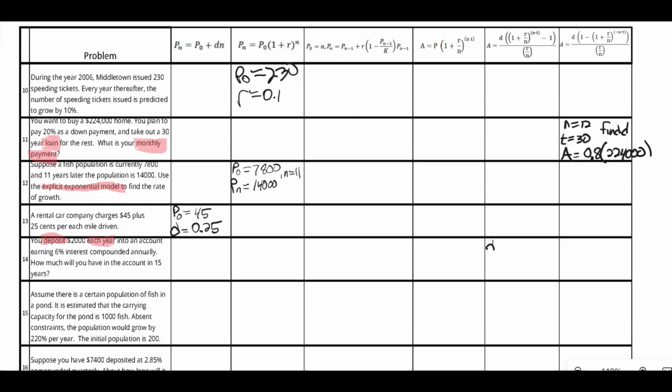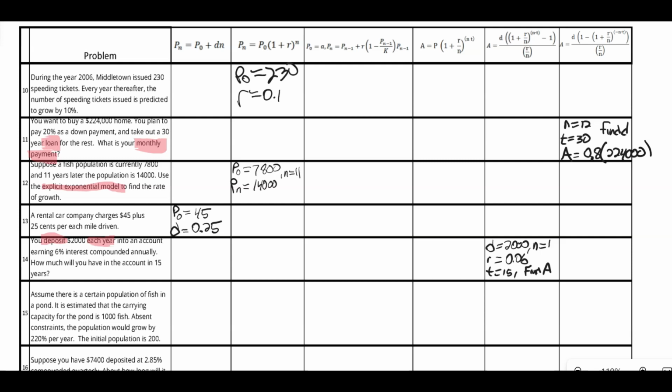2,000 each year. So the deposit is 2,000. n equals 1 because it's each year, once a year. 6% interest rate, compounded annually. The compounding, by the way, how often it compounds has to match up with how often the deposit or withdrawal is made, or else these formulas don't work. How much will you have in the account in 15 years? So t is 15, and then find A. This is a complete question. We have all of the variables but one, and we could find that one.